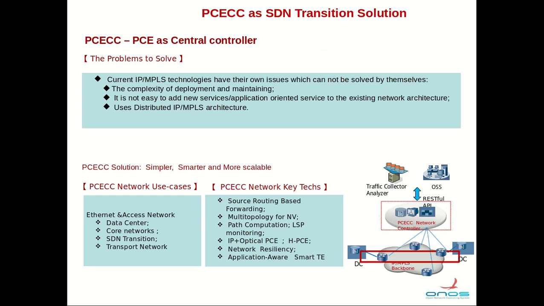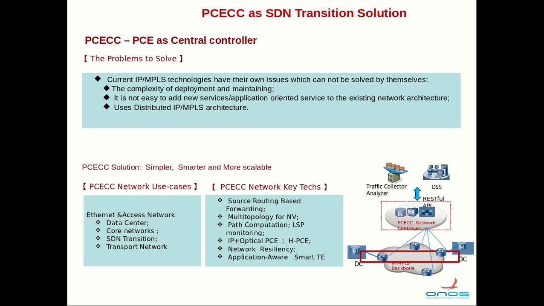Next we will see what PCCC is, which is PCCC as a central controller. The difference between PCE and PCCC is that in PCE only the computation part is moved from the network to the controller, but the control plane is still with the network. In the case of PCCC, the complete control plane is also moved to the controller, and only the basic data forwarding is handled at the network side.